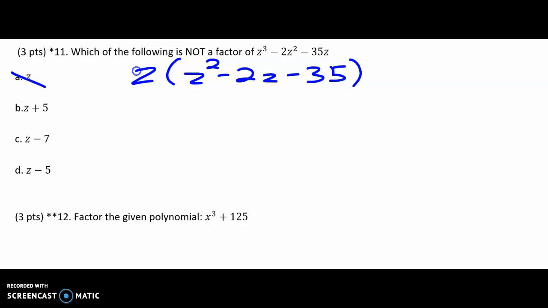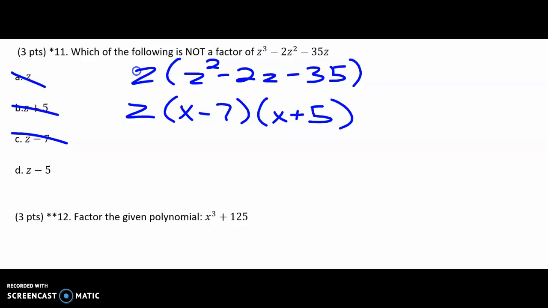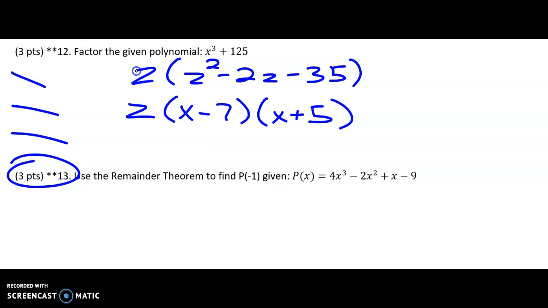All right? So I go ahead and factor this farther. If I do that, what multiplies to -35 and adds to -2 is -7 and +5. This means I used a -7. I have used a +5, so the only one I have not used is -5. Okay? So this is just which one do you not use. So make sure you are reading what you're looking for here.